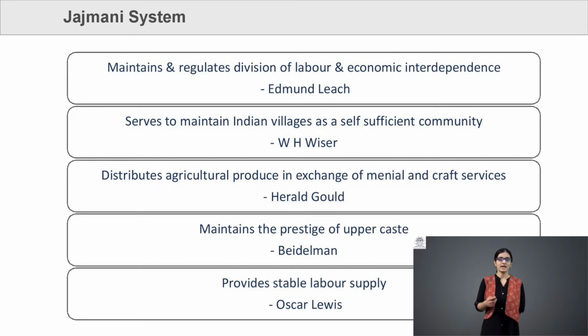But on the other hand, we also have those who think of the Jajmani system as a system that maintains the prestige of the upper caste, or it also causes impediment of mobility within the castes.